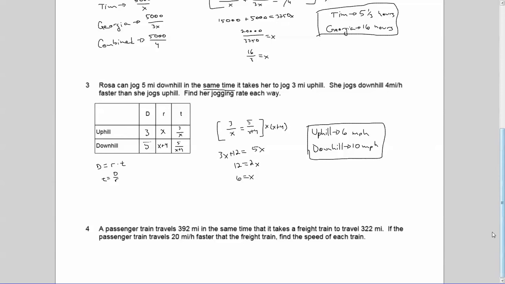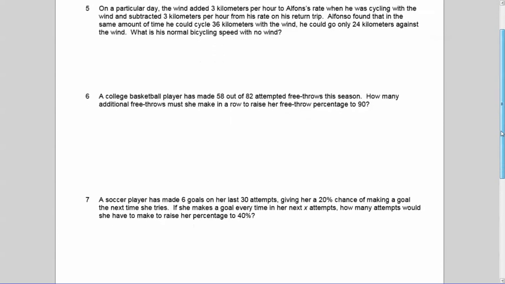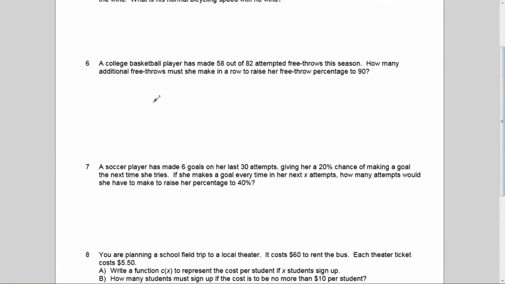Number 4 you will go ahead and complete on your own, as well as number 5. Those are similar problems, so set up a table just like I did on number 4 and go ahead and solve those. Number 6, we start looking at ratios.